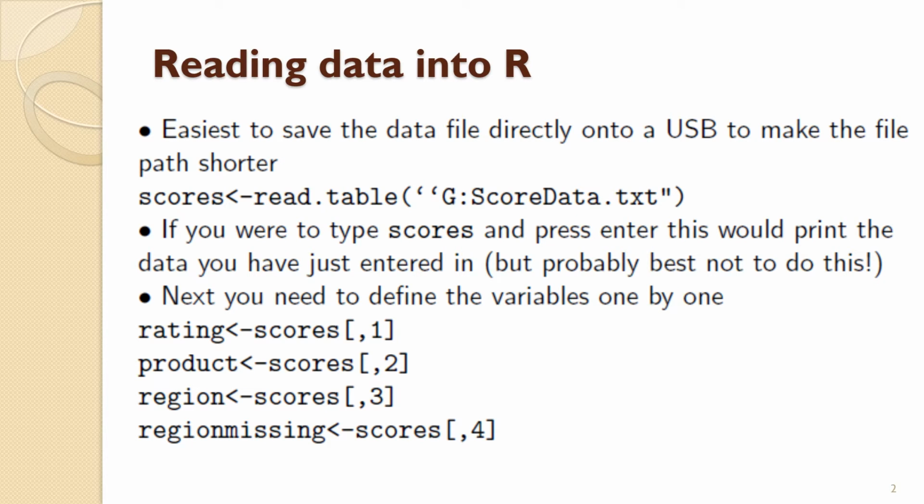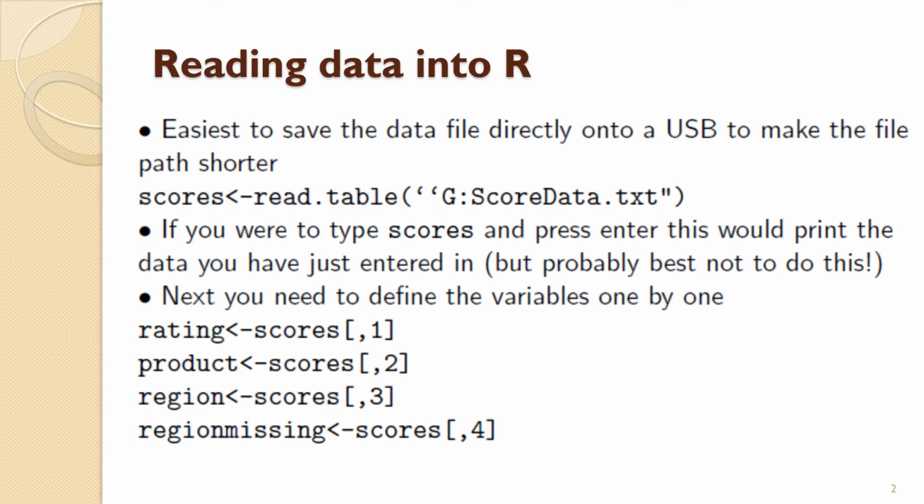Okay, so reading the data into R then. The easiest way to do this is to save the data file directly onto a USB stick to make the file path shorter. In this case I've used scores <- read.table, and then the bit in the speech marks is the file path. So you have to start thinking about where each file lives on your computer. When I do this on my work computer, the USB drive is drive G, and I've saved it there as scoredata.txt. If you save it directly to a USB drive, the file path is shorter, so it's less likely to corrupt. You're less likely to make a mistake for whatever reason.